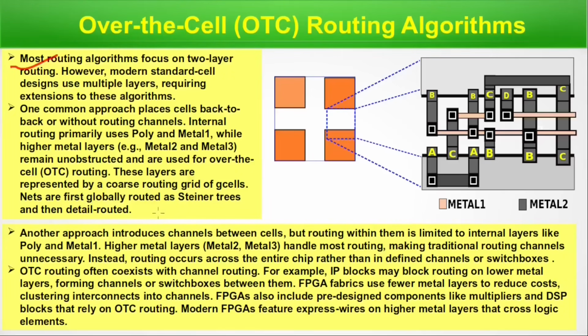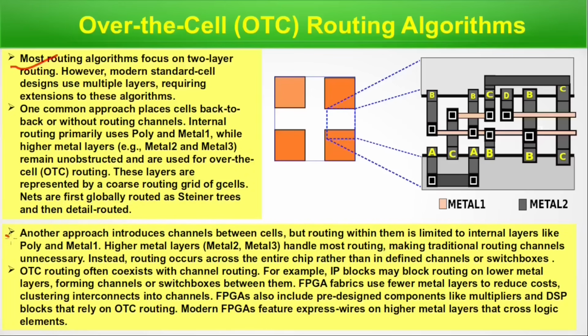Nets are first globally routed as Steiner trees and then detail routed. Mostly internal routing primarily uses the poly and metal layers, so metal 2 and metal 3 layers are unobstructed and are used in OTC.